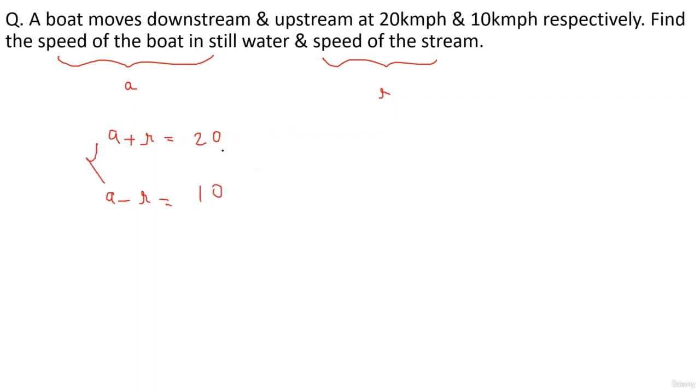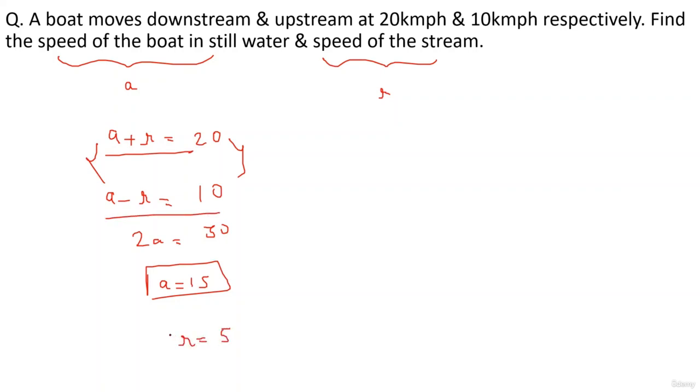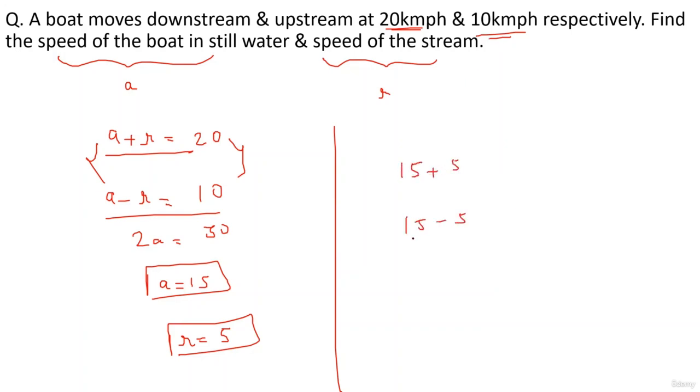Now when you add these two equations, you will get 2a equals 30, or a is equal to 15. You can substitute the value of a in any of these two equations. You will end up with r is equal to 5. Now the way I solve this question is, look, I know the sum of two numbers should be 20, it's the downstream speed, a plus r, and the difference of the same two numbers should be 10. Very clearly they are 15 plus 5 and 15 minus 5. Got it, the speed of the boat in still water and the speed of the stream.